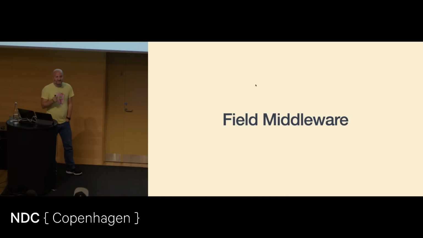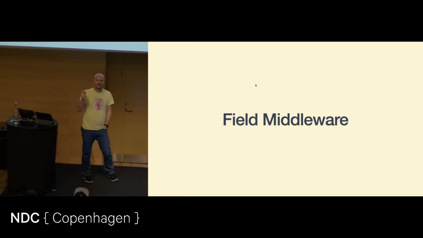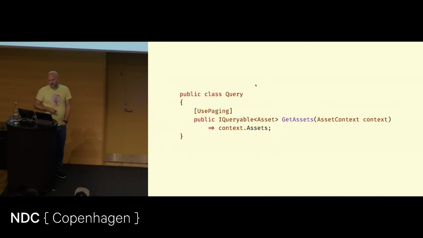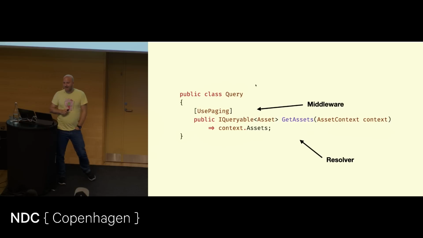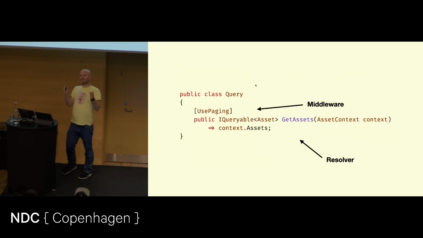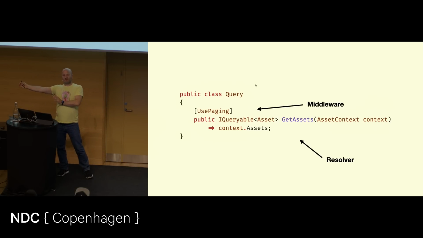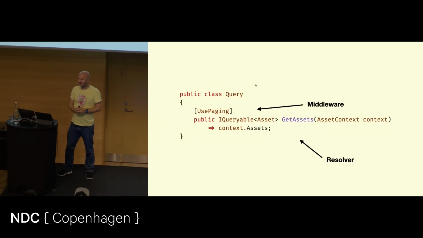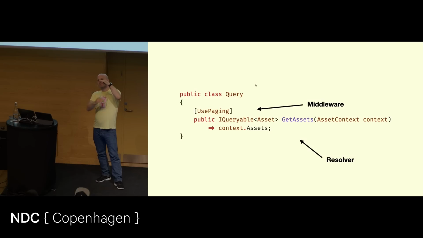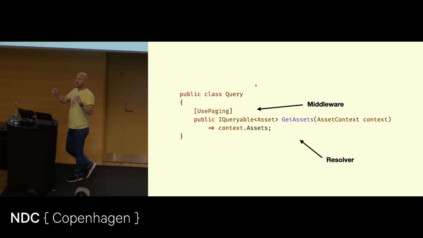Okay, and I said use pagination is actually a field middleware. What does a field middleware mean? So this is my resolver. And this guy up here is my field middleware. And the field middleware is the exact same thing that we have in ASP.NET Core, just on the request. So in ASP.NET Core, we would say use authentication, use WebSockets. And if we put them one after the other, it builds a pipeline. And that's the same thing that we do here.